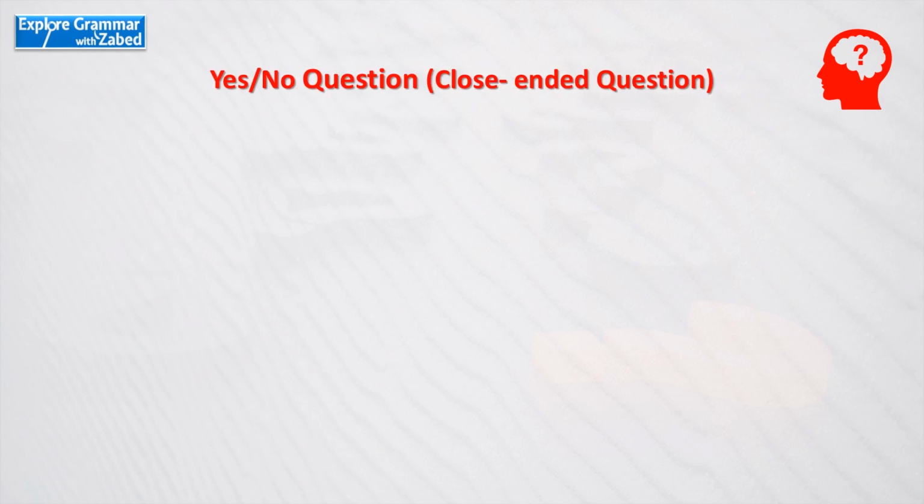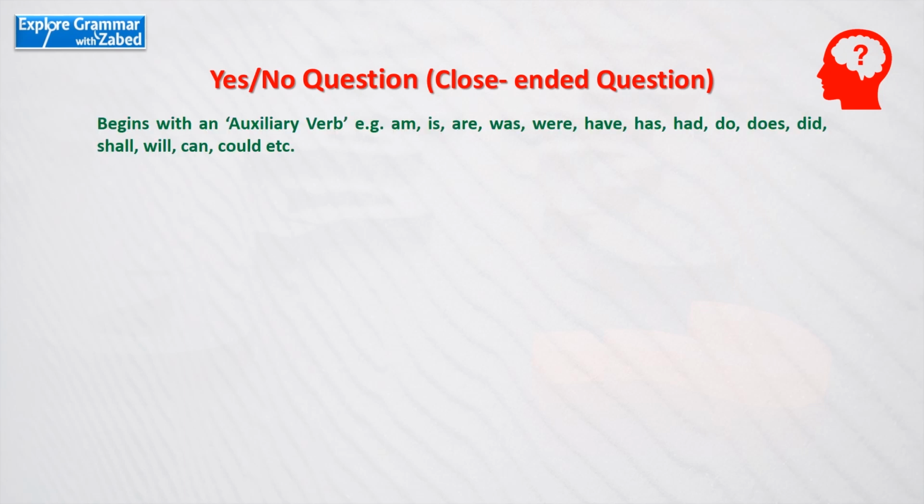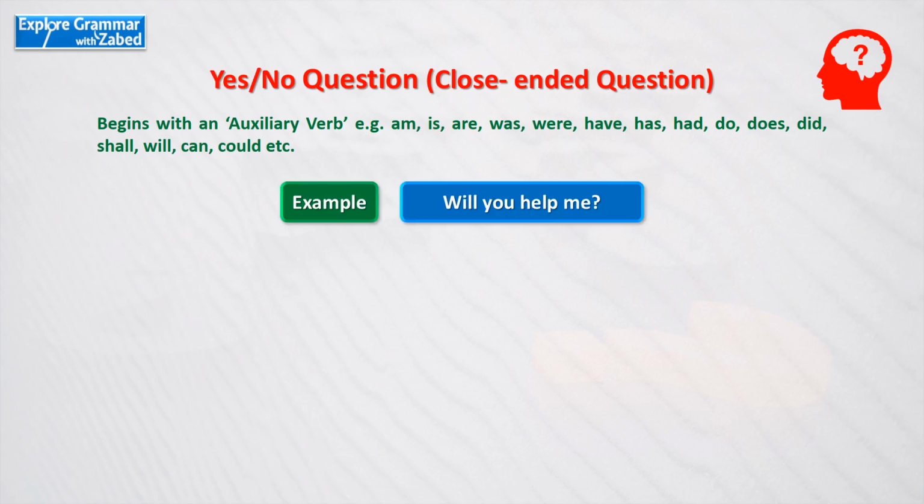Let's try to know about the types of interrogative sentence in detail. Yes/no question or close-ended question: a type of question that can only be answered by yes or no, and so does not allow for elaboration or detailed explanation. This type of question begins with an auxiliary verb like am, is, are, was, were, have, has, had, can, could, etc. For example, will you help me? Here, the answer may be yes or no. If you want to help me, you will reply yes. And your answer will be no if you are not ready to help me.